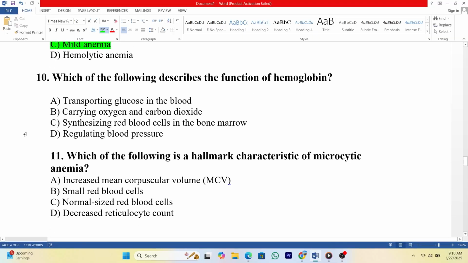10. Which of the following describes the function of hemoglobin? A. Transporting glucose in the blood. B. Carrying oxygen and carbon dioxide. C. Synthesizing red blood cells in the bone marrow. D. Regulating blood pressure. Answer: B.